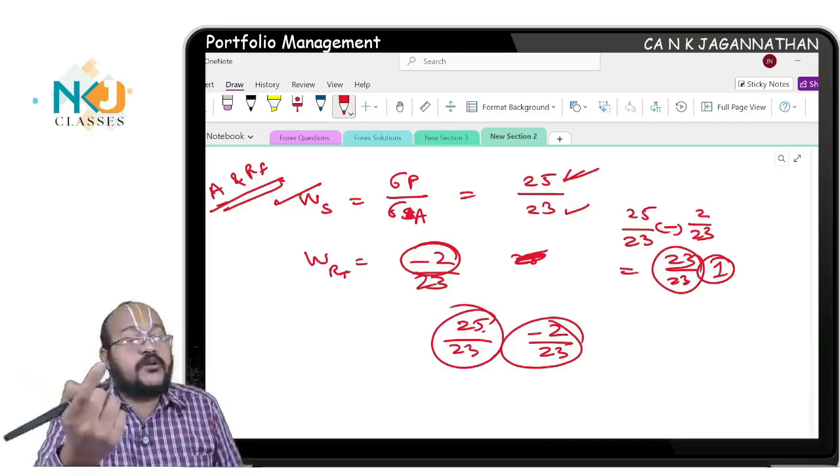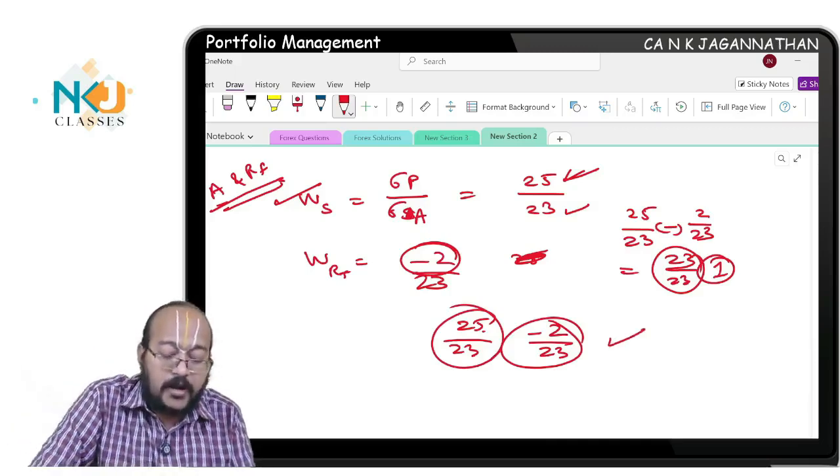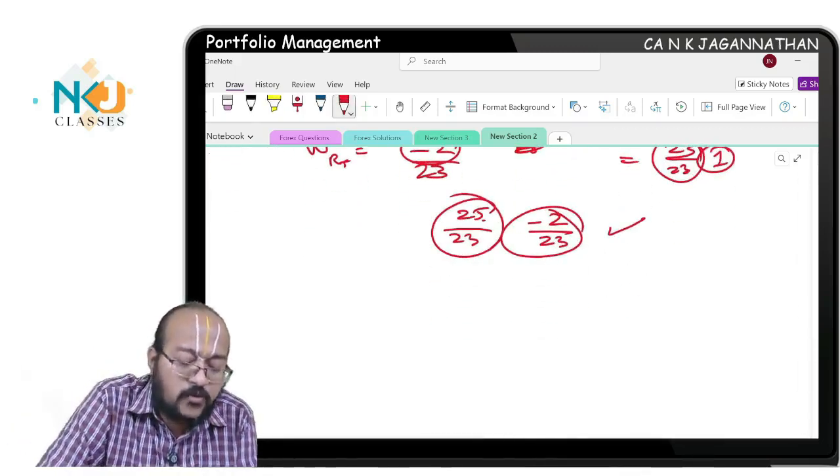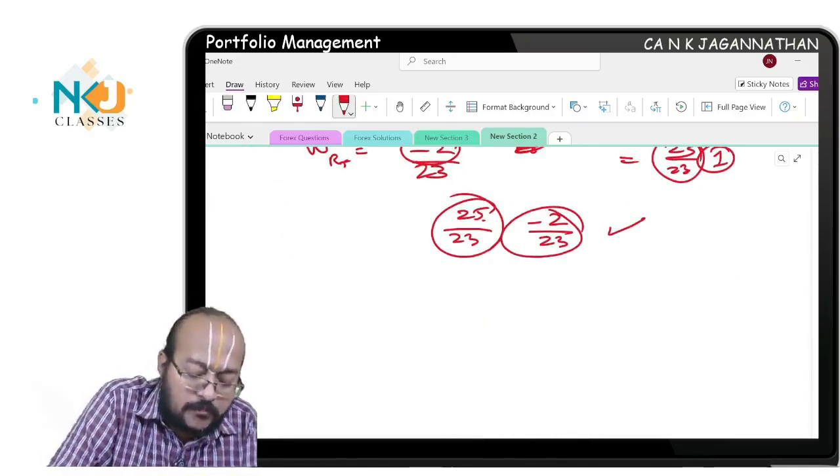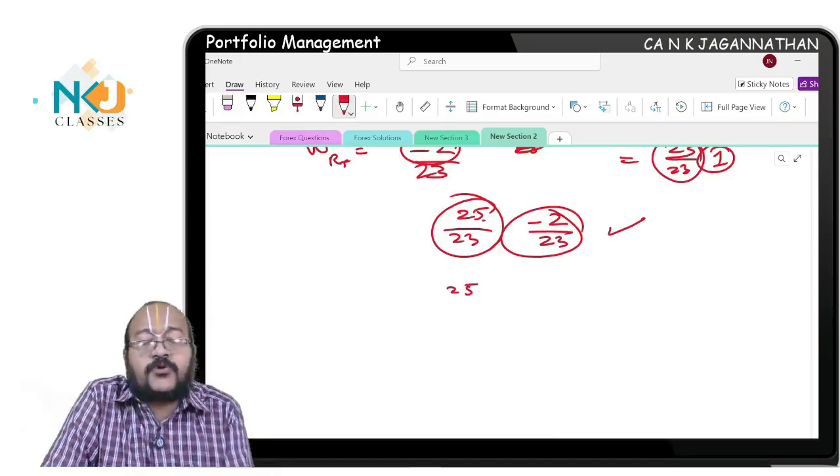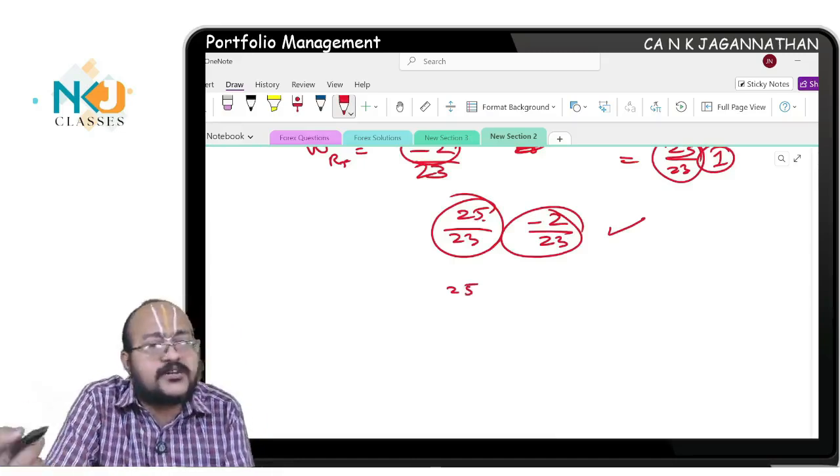The total of the proportion will be 1. This is how you will combine. So now what we will do, we will find out return. Return generated by this portfolio, how to compute? Very simple. Return of the portfolio is nothing but weighted average return of the individual securities inside the portfolio.